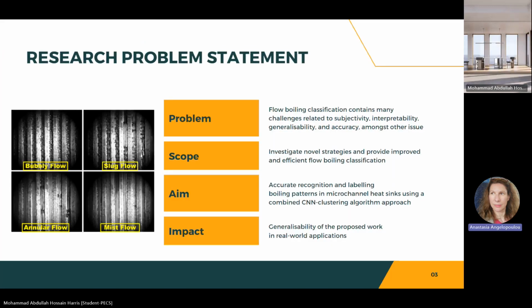Initially, when we started looking into the flow regimes, we had 4 types of flow that we wanted to segment and classify, because when you're watching the video, a lot of things are going on. But holistically, there are only 4 types of flow that we can categorize and label. The first one is the bubbly flow. The second one is the slug flow. The third one is the annular flow. And the last one is the mist flow.